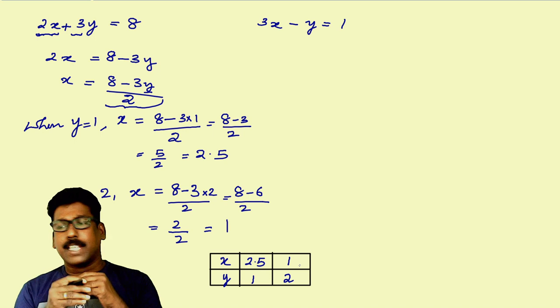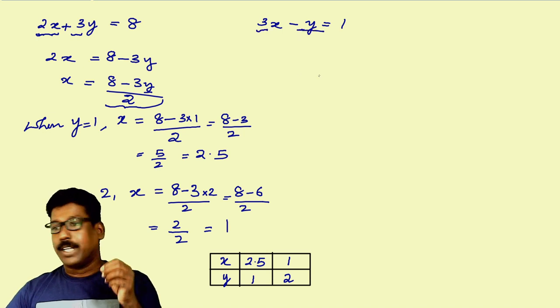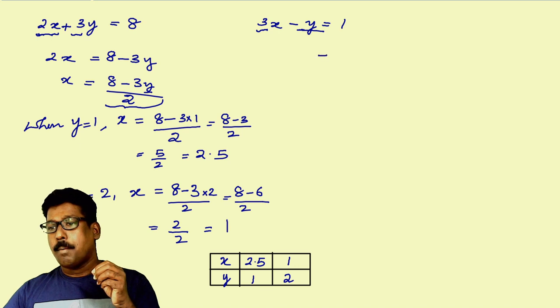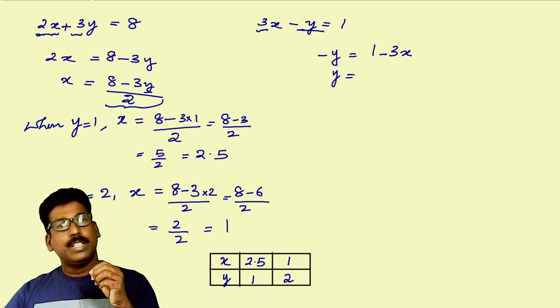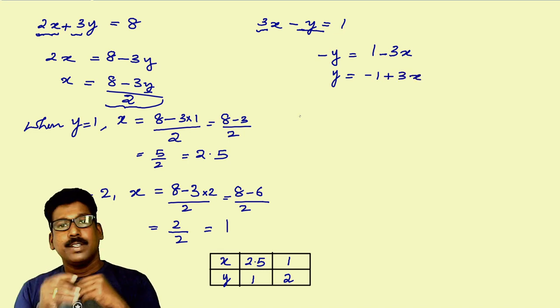Now let us look at the second equation, 3x minus y is equal to 1. Here the coefficient is 3. Here the coefficient is 1. y you can take to one side. That is, minus y is equal to 1, and you transpose 3x to the other side, minus 3x. So what is y then? y divided by negative 1 means negative 1 plus 3x. That is, the sign of each term will change.